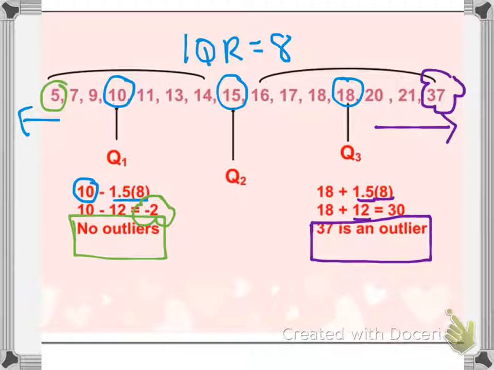So again, you take quartile 1, subtract 1.5 times the IQR, and you look for things at the bottom. Then you take quartile 3, you add 1.5 times the IQR, and you look for things at the top.